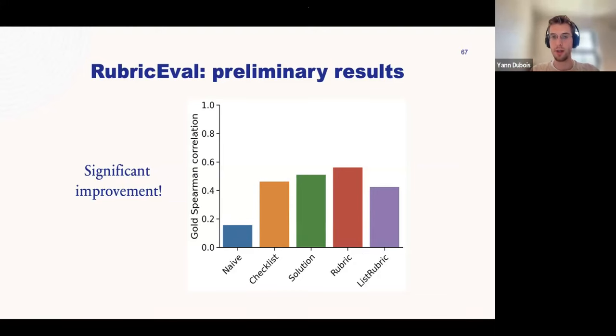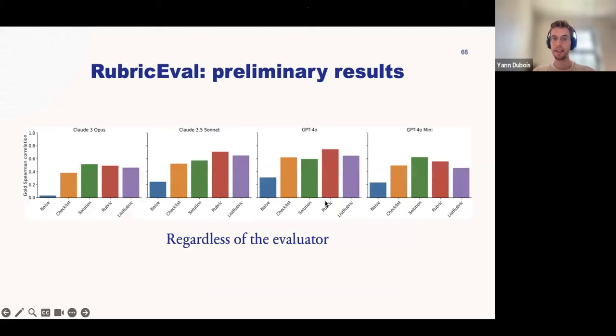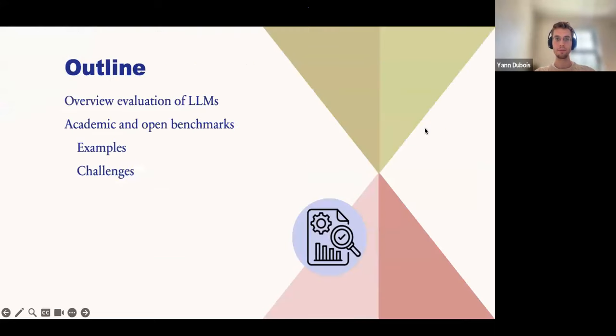Again, these are preliminary results. I'm still hoping that I can increase these, but you already see a huge bump from less than 0.2 on this very hard machine learning data set to around 0.6 Spearman correlation. What is nice is that this gain is independent of which LM is used as the evaluator. Here you see Claude 3 Opus applying the evaluation, GPT-4o, GPT-4 Mini, and things like this.